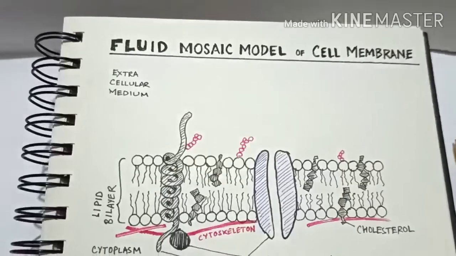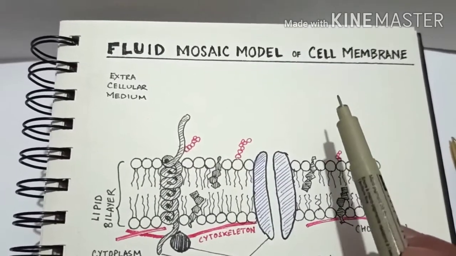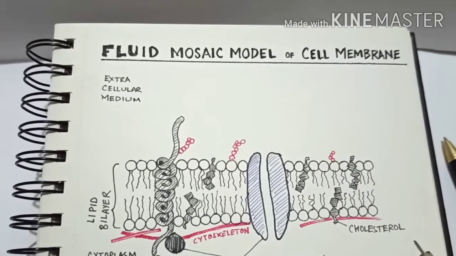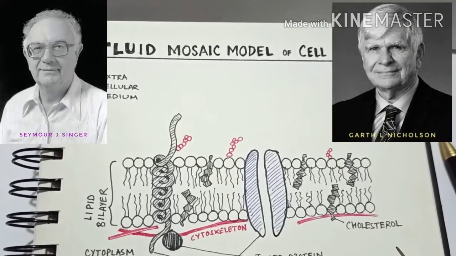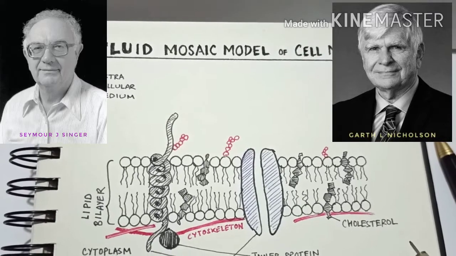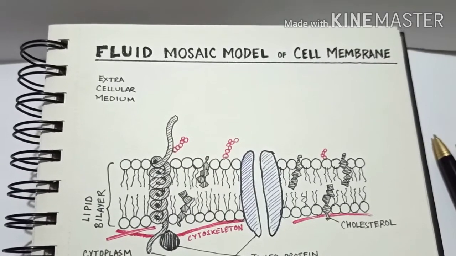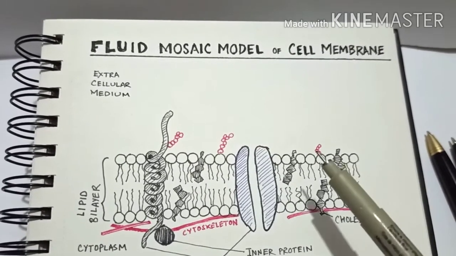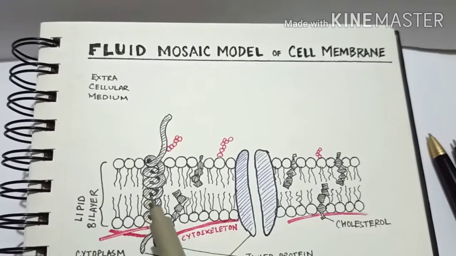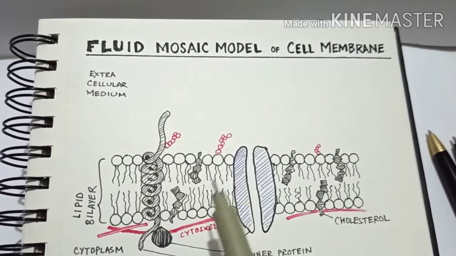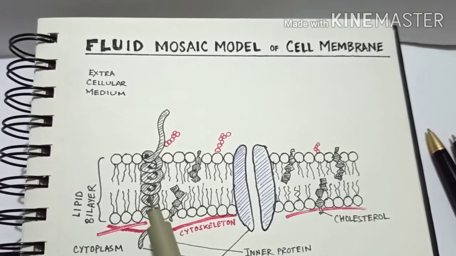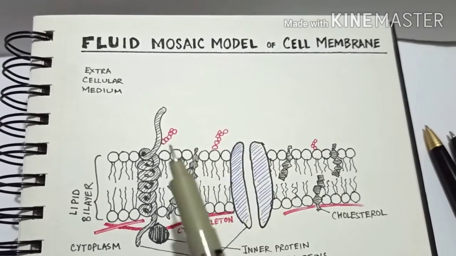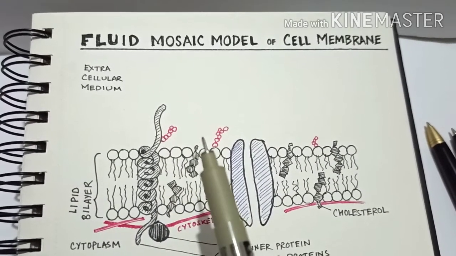So let's begin. The structure of the cell membrane is called the fluid mosaic model, which was proposed by Singer and Nicholson. This is a modification of the previously known model called the sandwich model given by Danielli and Davson. According to the fluid mosaic model, proteins can be found embedded within the lipid bilayer, where the proteins can be seen floating freely in the lipid matrix, like boats on a lake.